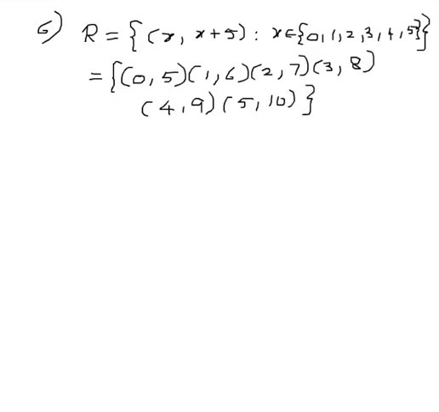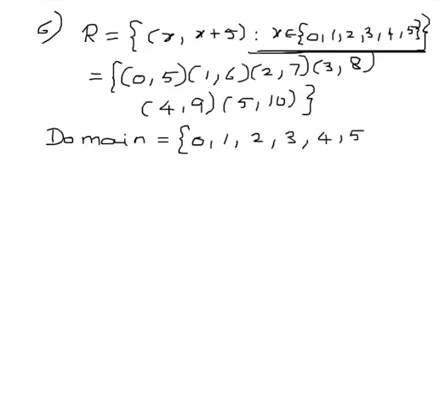So the condition says that x should be from this set. Look at the condition, x should belong to this set. So the condition doesn't say that x plus 5 also should be in that set. Okay, so we can have other elements like 6, 7, 8, 9, 10. We have to write the domain and range of this relation. So domain is set of all first elements 0, 1, 2, 3, 4 and 5, which is the given set itself. And then we have to write the range. Set of all second elements, the outputs 5, 6, 7, 8, 9 and 10.